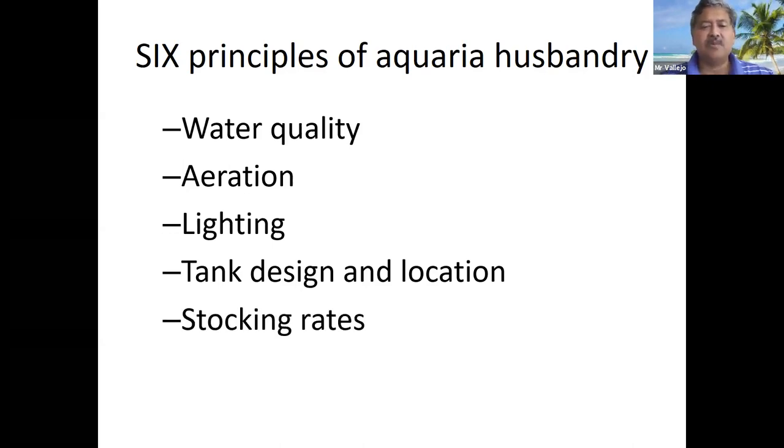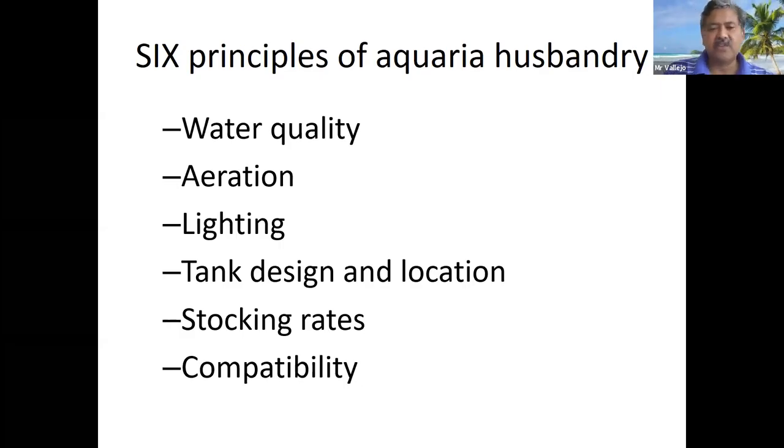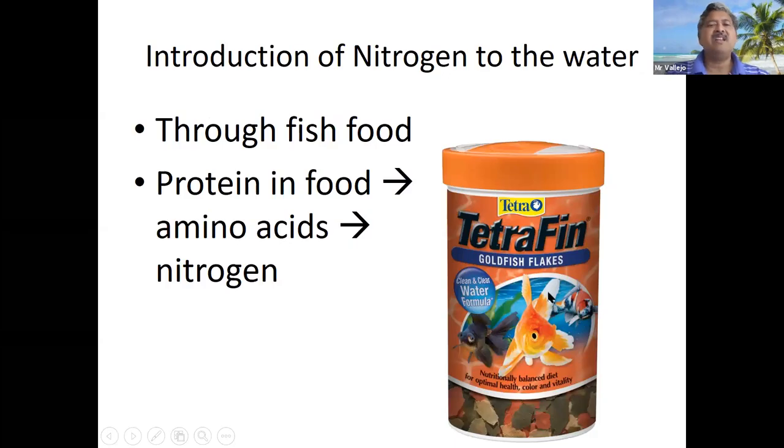Stocking rates is a fancy word for saying, well, how many fish do you put in a tank? And we'll talk about that, but the rule of thumb is 1 gallon of water, 1 inch of fish. So if you have a 10-gallon tank, you can have 10 fish this size, or you can have 1 fish this size. And so that's stocking rates. And then we'll take a look at compatibility, probably in the second half of this lecture. All righty, so let's take a look at these one by one.